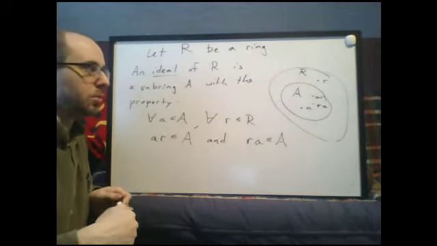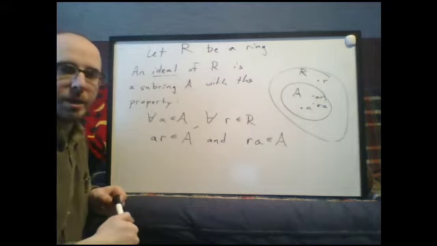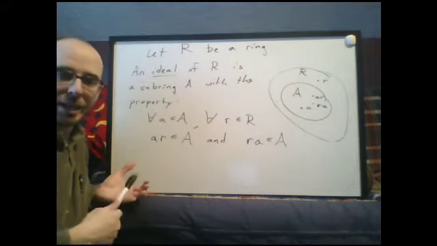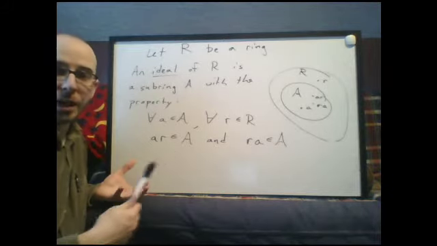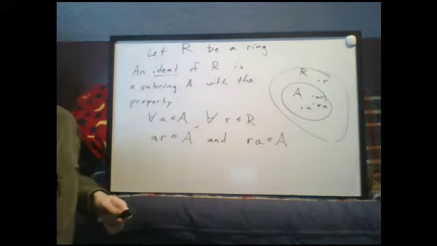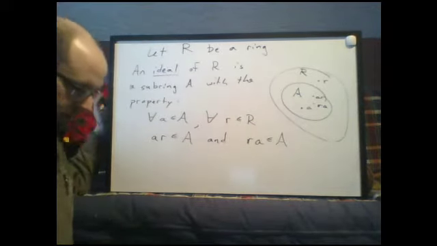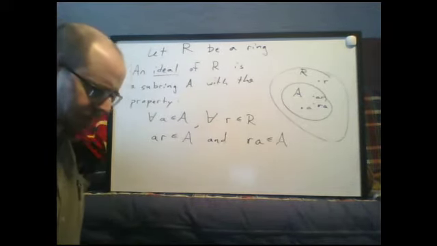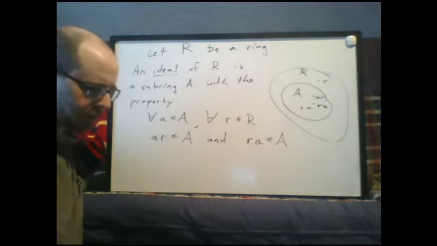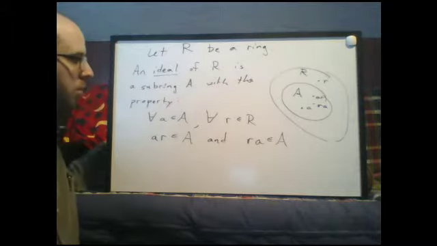Okay, so in an ideal, if I take something from the ideal and multiply by anything, no matter where that other thing comes from, I always land back inside of the subset. Okay, so before we do examples, let me go ahead and tell you the test for ideals.